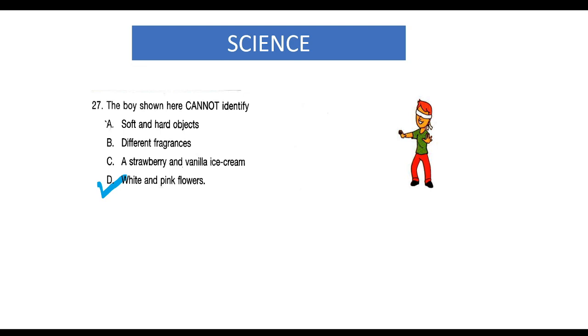While option A is soft and hard objects, you do not need eyes to identify them. He can use his hand and the sensory organ of touch to identify a soft and hard object. Different fragrances, again, he doesn't need to use his eyes. He can just smell them and identify. A strawberry and vanilla ice cream, again, he does not need to see them. He can just taste it and identify them. So it's white and pink flowers because he cannot see their colors.